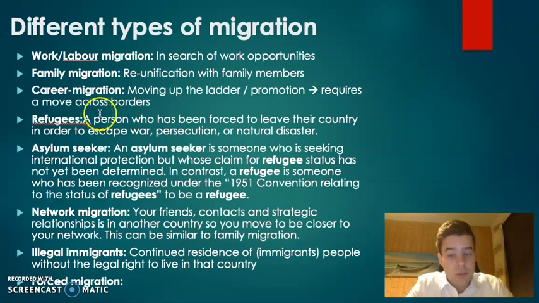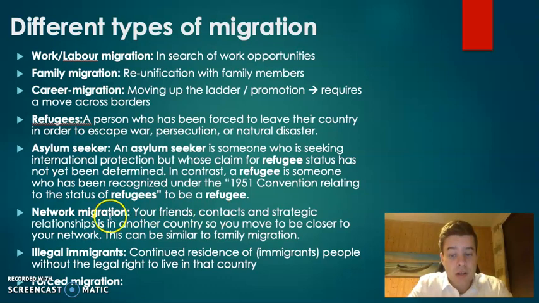Then you have refugees, a person who has been forced to leave their country in order to escape war, persecution, or natural disaster. An asylum seeker is somebody who is seeking international protection, but their claim for refugee status has not yet been determined. But if you're a refugee, you have already been recognized under the famous 1951 Convention relating to the Status of Refugees. That means you have the right to be protected by a country or a state.